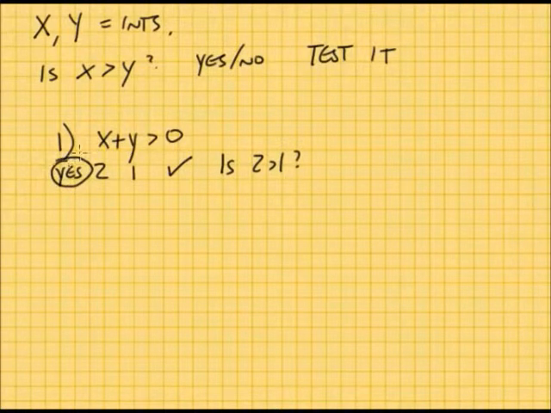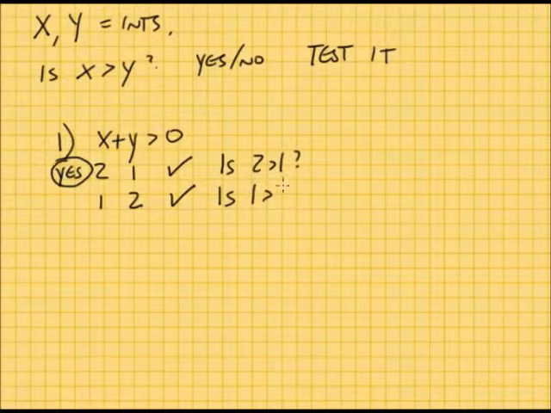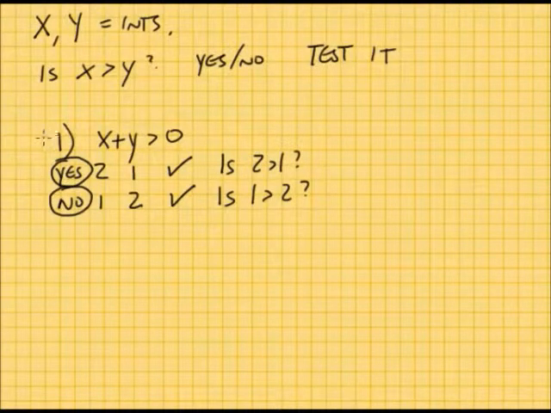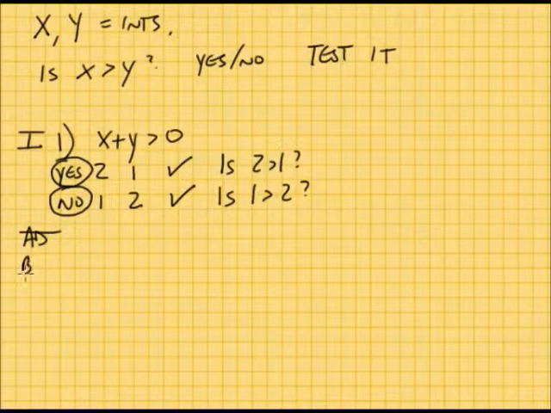But now here's something from my bag of tricks. When I find that I'm adding two things together, it doesn't really matter which one's which, right? So couldn't the x be the 1 and the y equal 2? 1 plus 2 is still greater than 0, but then the question becomes, is 1 greater than 2? And the answer there is clearly no. So with pretty quick work and a little bit of test it, we can prove that fact 1 is insufficient. That'll knock out A and D, and now we're moving on to fact 2.